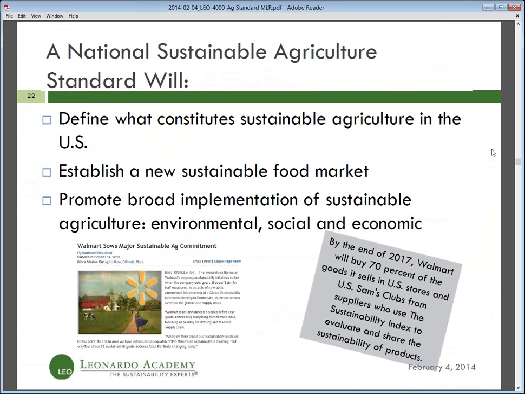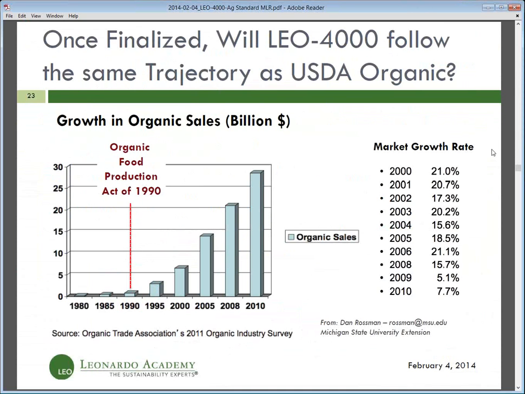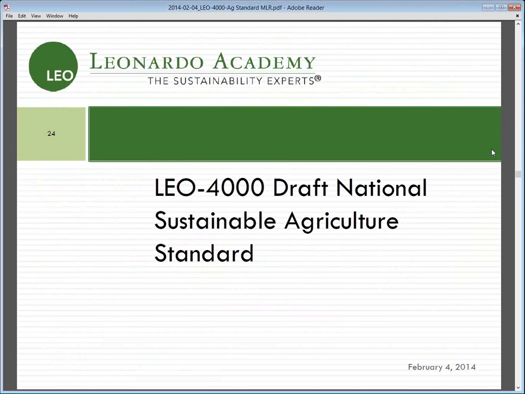What's the answer? The answer is a national sustainable agriculture standard that defines what constitutes sustainable agriculture in the U.S., establishes a new sustainable food market, and promotes broad implementation of sustainable agriculture in all 3 aspects of sustainability: environmental, social, and economic. That's what we hope Leo 4000 will do, and we hope that once it is up and running, it will follow the same trends as the USDA organic standard has done with its rapid growth in popularity and sales. Now here's Michael to tell you about Leo 4000.